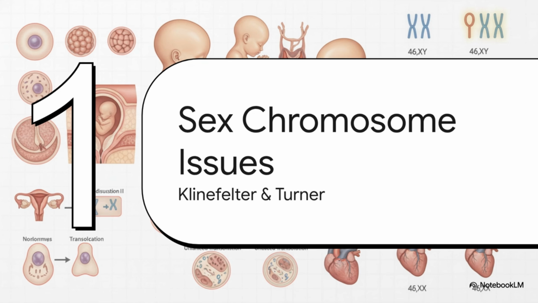Okay, so now that we've covered aneuploidy in the autosomes, the non-sex chromosomes, let's switch gears and focus on the sex chromosomes. We're going to look at 2 key examples that happen when you have an abnormal number of X or Y chromosomes, Klinefelter and Turner syndromes.